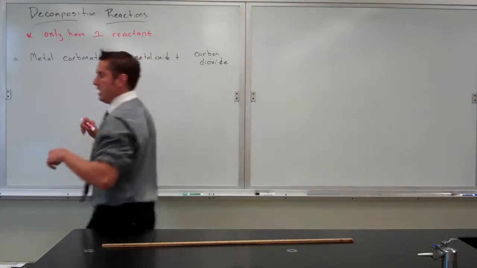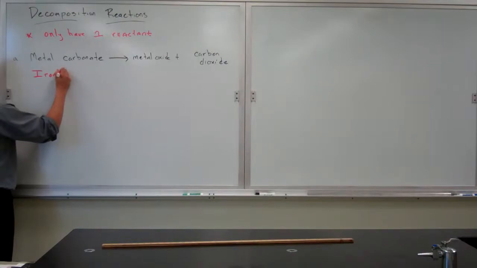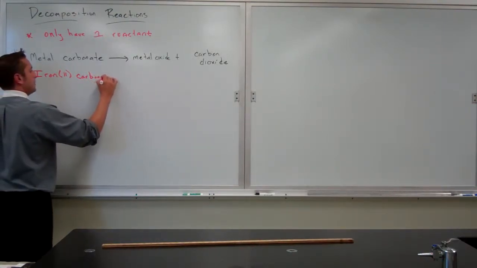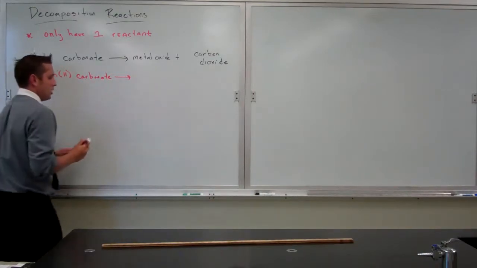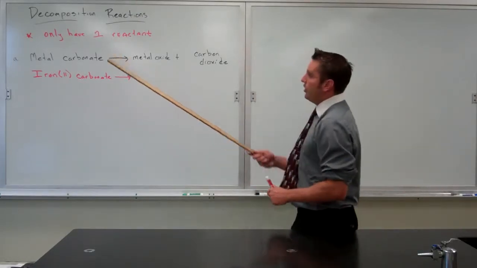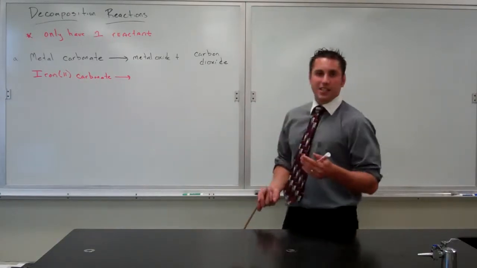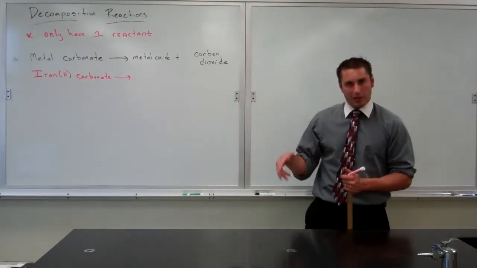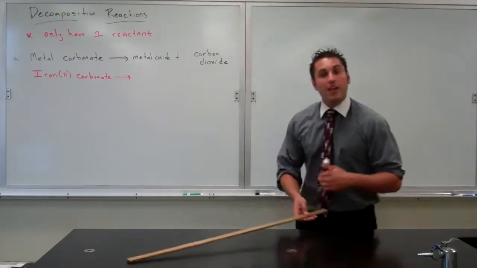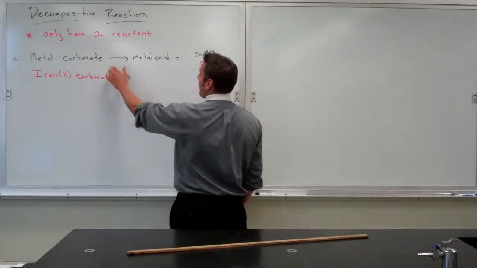For example, if we looked at something like iron II carbonate. When I look at a reaction, the first thing I want to do is figure out the type of reaction. So if the only reactant I have is iron II carbonate, is it a synthesis? No. A synthesis is an element plus an element. Is it a decomp? Do we only have one reactant? Yes. Then furthermore, you have to decide what type of decomp it is, and obviously we're looking at a metal carbonate decomposition.